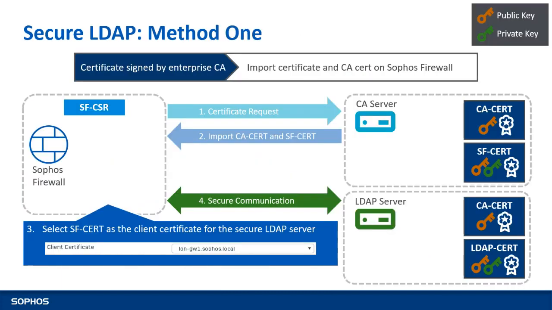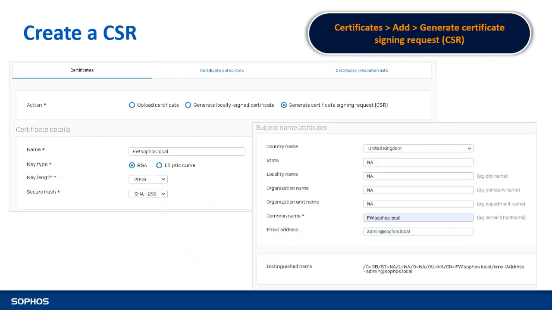And then the Sophos Firewall and the LDAP server can now communicate securely. This works because the LDAP server already trusts the enterprise CA server that has assigned the certificate for the firewall. By importing the CA certificate on the firewall, it can also validate and trust the certificate used by the LDAP server. This shows an example of a configuration using a request created on Sophos Firewall.